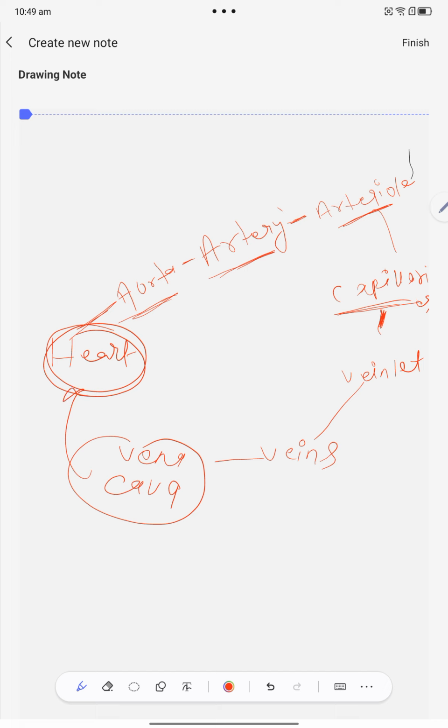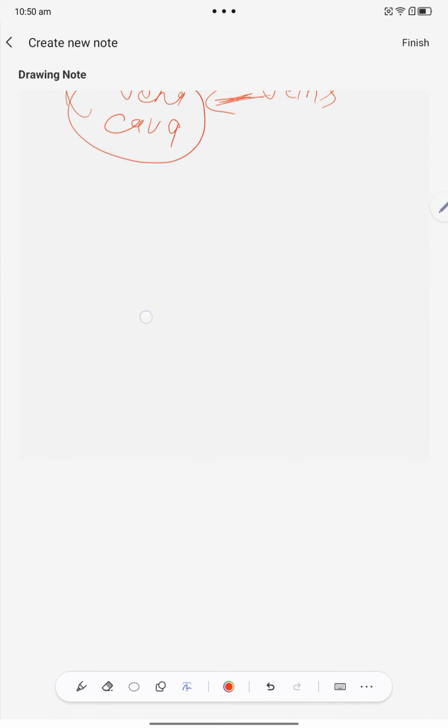So this is all about the flow of blood. That is, from heart to aorta, aorta to artery, artery to arterioles, arterioles to capillaries, capillaries to venules, venules to veins, veins to vena cava, and finally the blood returns to the heart. So this was about the flow of blood, and now we will see the differences. Now it would be easy to know the difference.